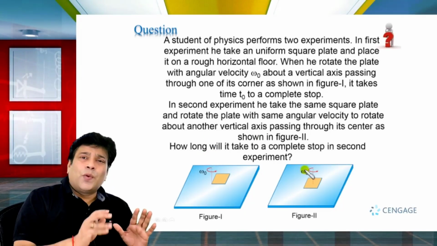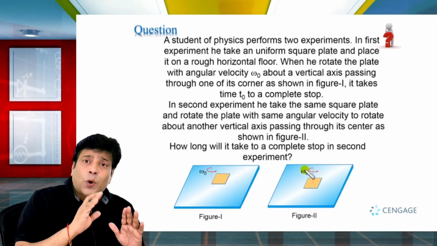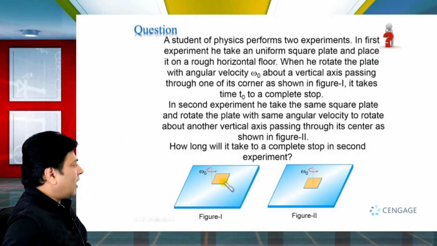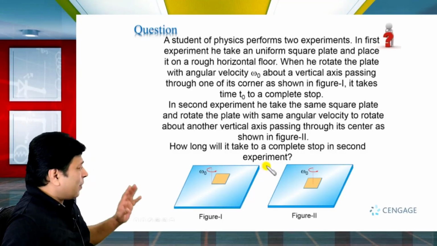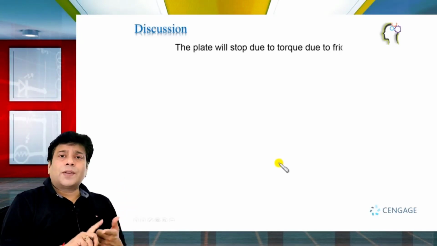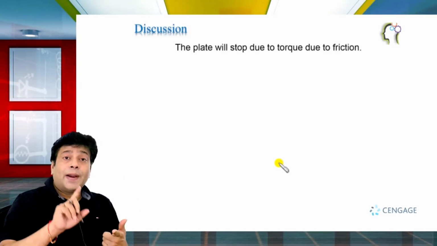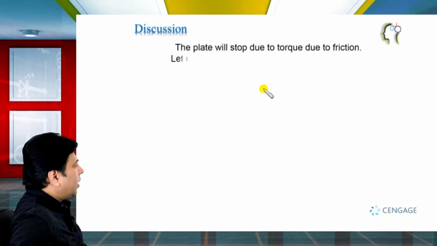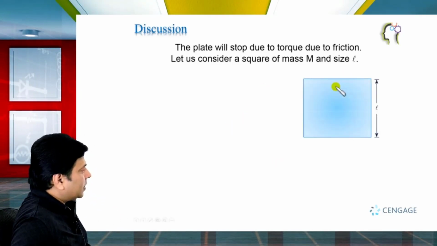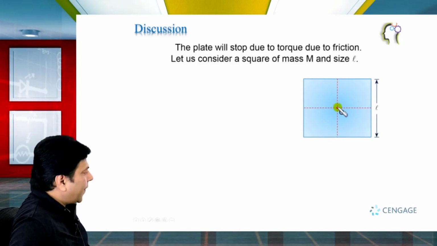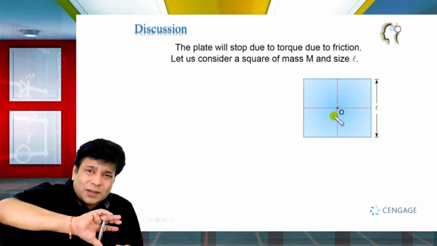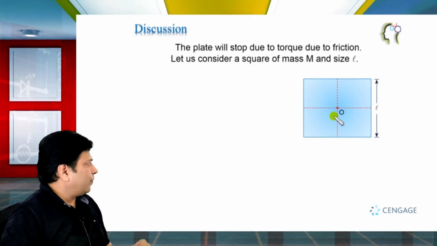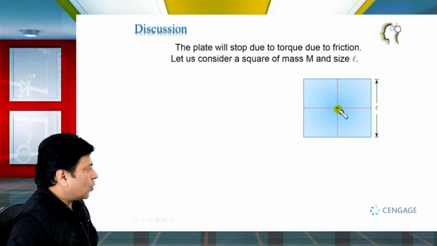We know the plate will stop due to the torque of the friction. Friction will appear on the lower surface of the plate. That means because of this friction, this plate will stop. Now let us consider a plate of mass capital M and length small l. So let us make the plate. This is the plate, this is the center O. Mass of the plate is capital M. Now let us rotate the plate about the vertical axis passing through O.